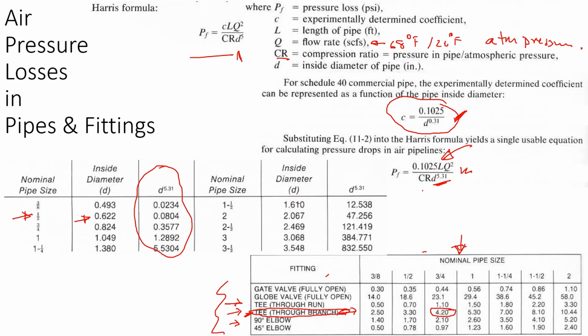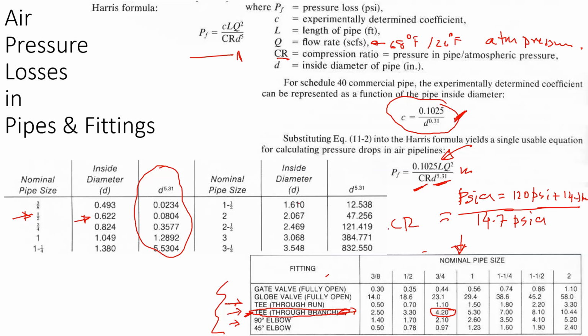And then you can find the compression ratio, which you have to calculate. So the pressure divided by the atmospheric pressure. Now, if it's in the English system, you simply do PSI, whatever that absolute value is, divided by 14.7 PSI absolute atmospheric pressure. So let's say a compressor is running at 120 PSI gauge. So 120 plus 14.7 PSI divided by 14.7. So that would be the compression ratio.